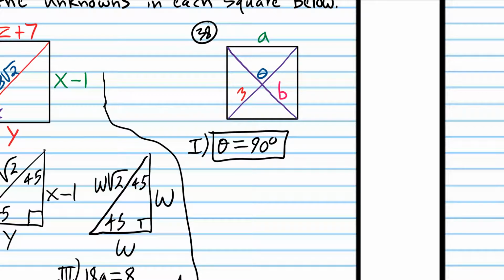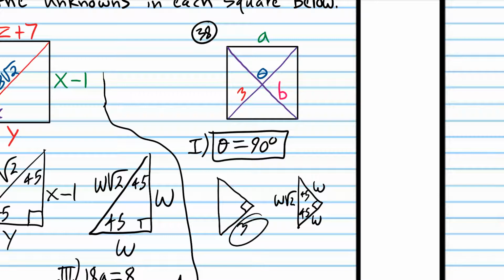So I'm going to use the left triangle, and we know that this has to be 90, obviously, and this side is 3. So what we're going to do is use the W, W, W root 2 theorem. So you have 45, 45, 90. We know W is 3. So that means that this side must be 3 root 2. W root 2, 3 root 2.